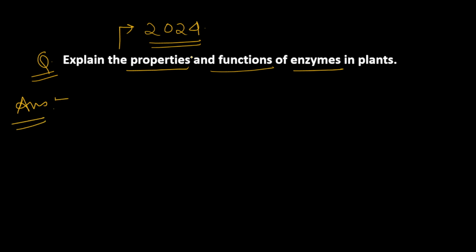When you classify the question in three parts, first of all, in the introduction part, you can simply explain enzymes. In the body, you have to write about properties and functions. And the last part, that is the conclusion, you can simply conclude positively by writing the importance of enzymes for plants. Okay, so that would be enough. So let's start. First of all, we should understand what enzymes are.